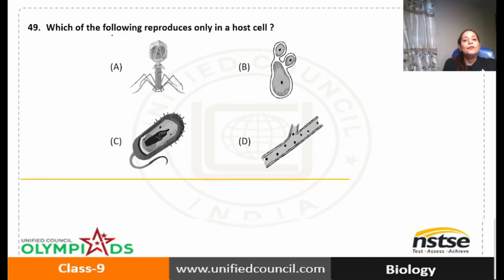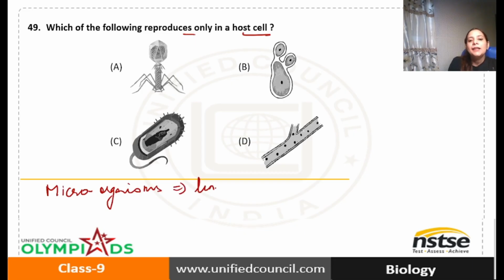Next question: which of the following reproduces only in a host cell? So you have got options A, B, C and D. Now let me tell you that these all are microorganisms. All the pictures represent microorganisms. And what are microorganisms? They are tiny organisms that we cannot see with our naked eye because they are very small. So how can we see them? We can see them by using an instrument, that is a microscope.